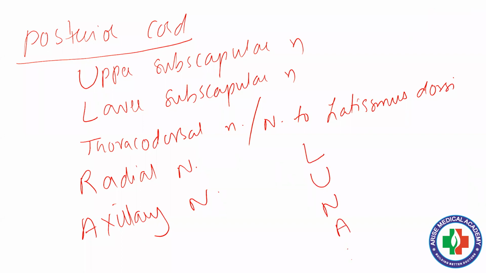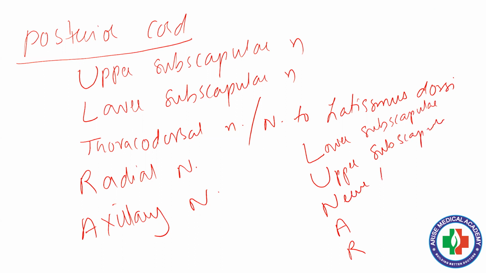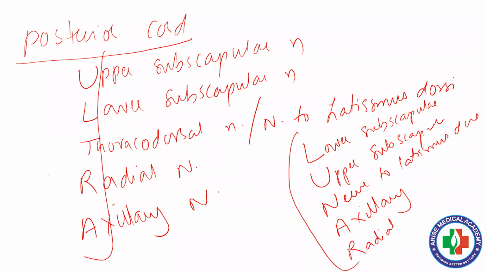So whichever is comfortable for you. Lower subscapular, upper subscapular, right? These are mnemonics we are using. Nerve to latissimus dorsi, axillary nerve, as well as radial nerve. So either of the mnemonics you can use, lunar or ultra, to get to these names. Okay, so branches of the posterior cord of brachial plexus.